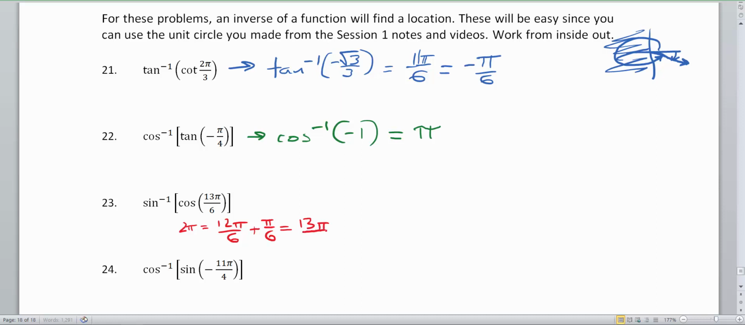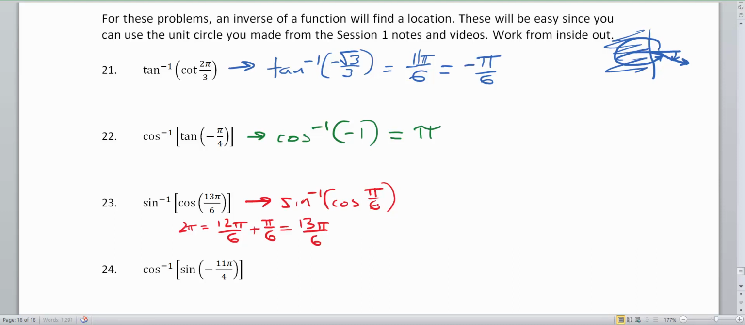Thanks to the periodic rule, we can rewrite 13 pi over 6 as a multiple of 2 pi and its remainder. So this problem now becomes the inverse sine of the cosine of pi over 6.